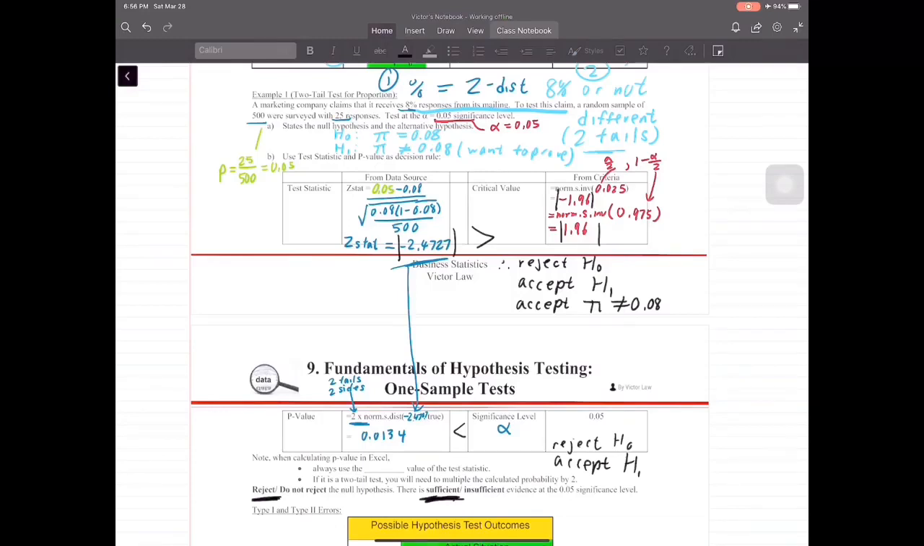When we reject H-null, that means we have sufficient evidence. If we do not reject H-null, then that means we have insufficient evidence. So they are in pairs. When you reject H-null, that means you have sufficient evidence. When you do not reject H-null, that means you have insufficient evidence. So they go in pairs.